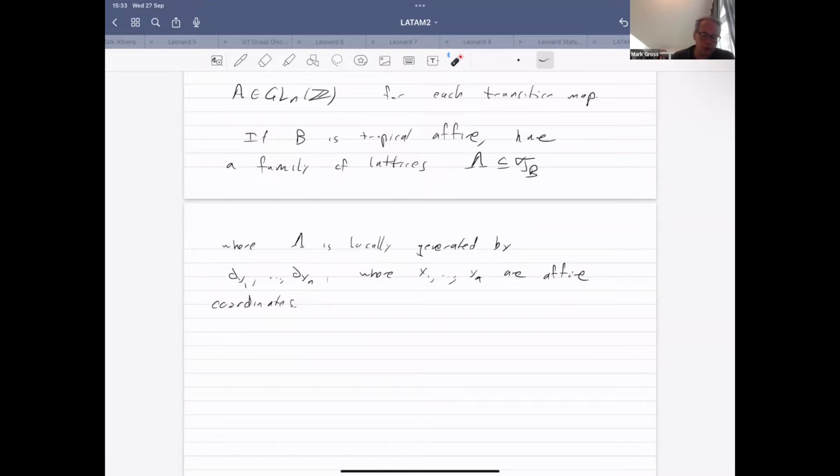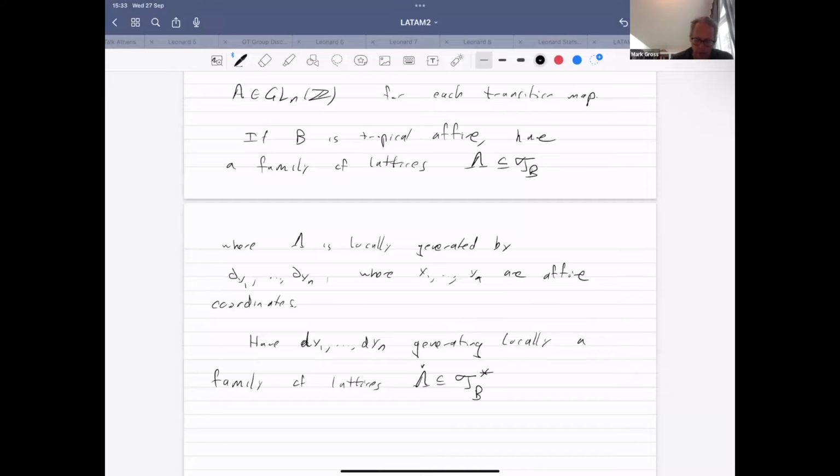Okay, so it's very crucial that we have the tropical condition, and we also, dually, have the differentials dy_1 through dy_n generating, locally, a family of lattices, which I'll write as Lambda check, contained in the cotangent bundle of B. Okay.